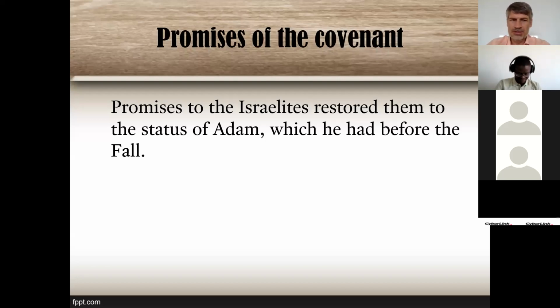I would like you to remember this issue that actually the purpose of all these promises is to restore the people to the status of Adam. So Adam was a king in the Garden of Eden, and he was a priest. And of course he was like a holy nation, and God wants to restore us. And this is actually his purpose, to return us to the Garden of Eden. And it is clearly seen here in those promises.